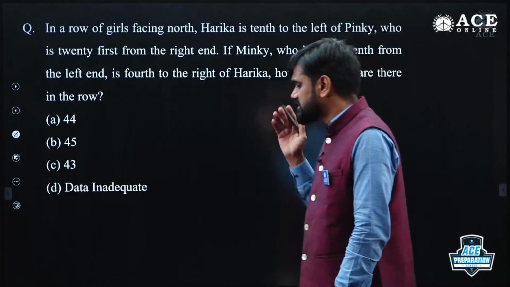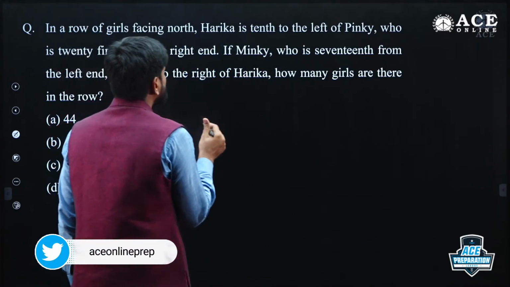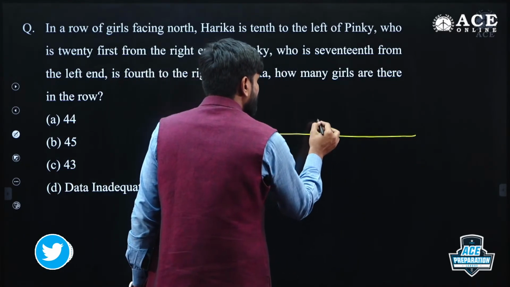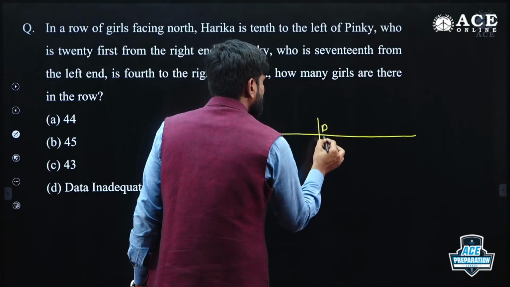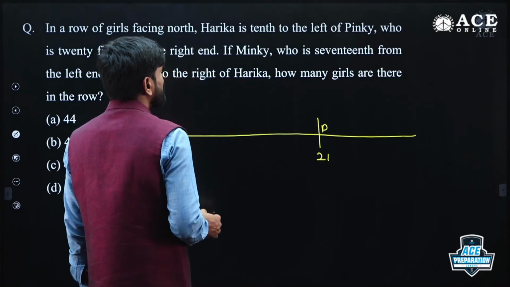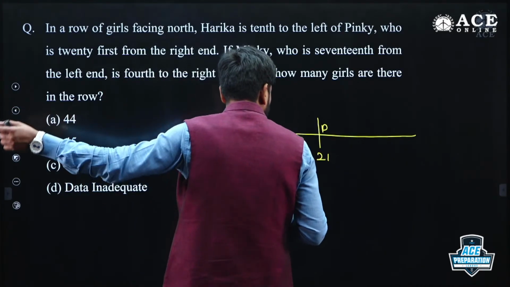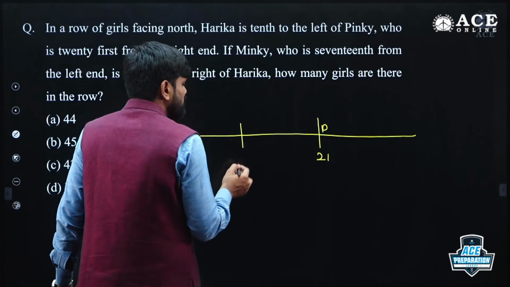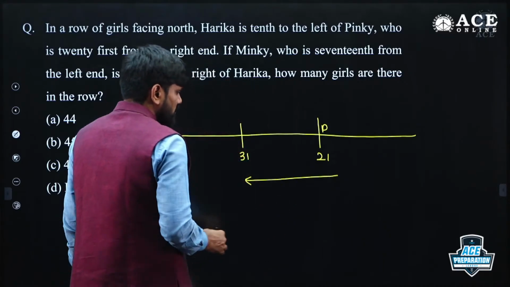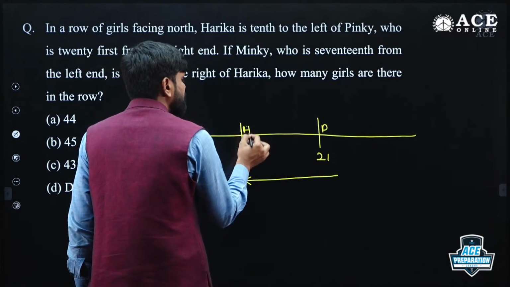So, in a row of girls facing north, Harika is 10th to the left of Pinky, who is 21st from the right end. So Harika is towards the left of this Pinky, this side. 10th to the left means it will be 31, because the numbers at the bottom will increase from right to left. That is why if it is 21, it will be 31. This is the position of Harika from the right end.